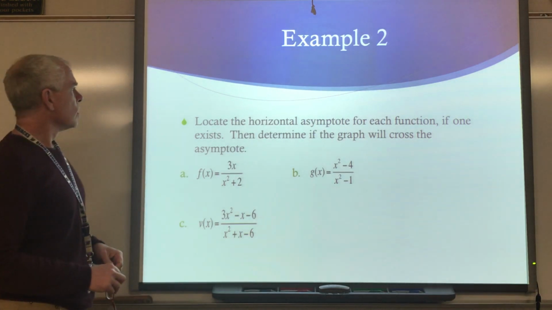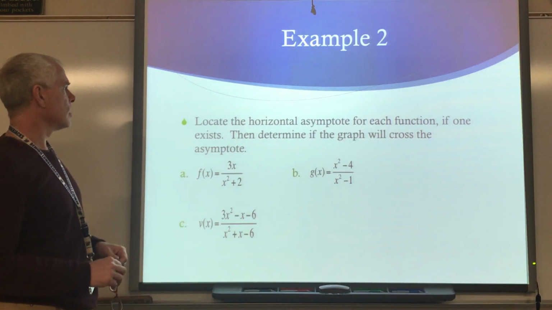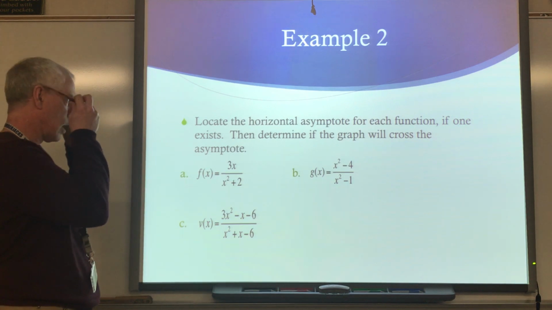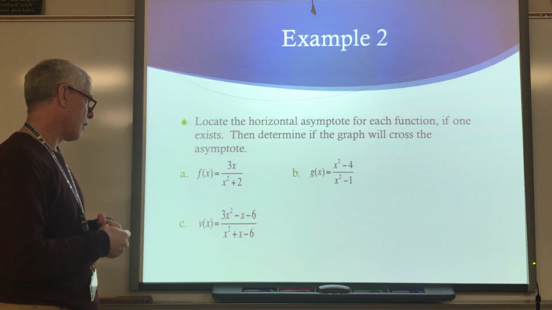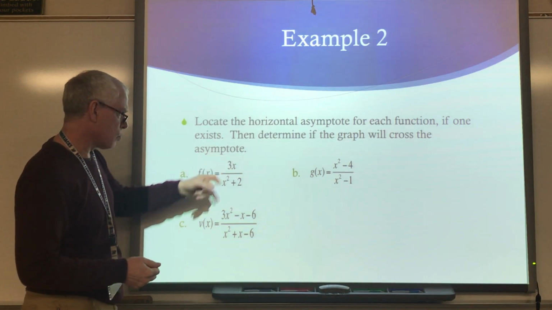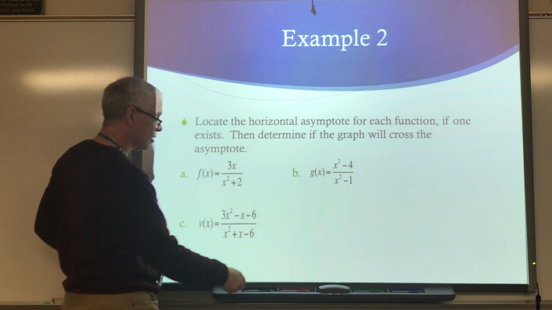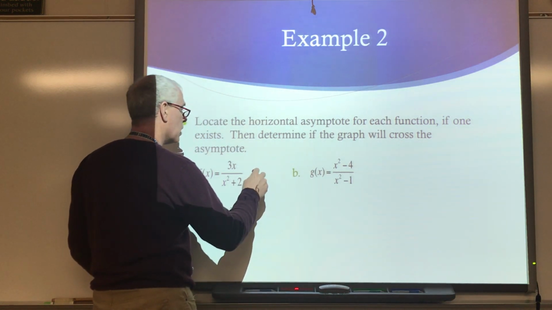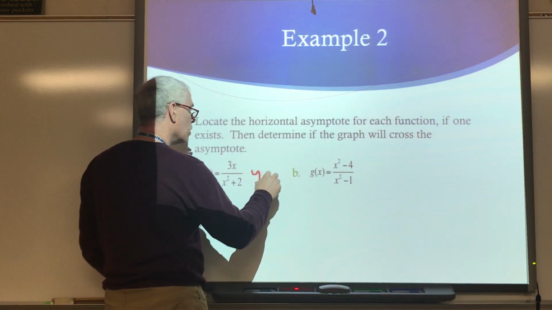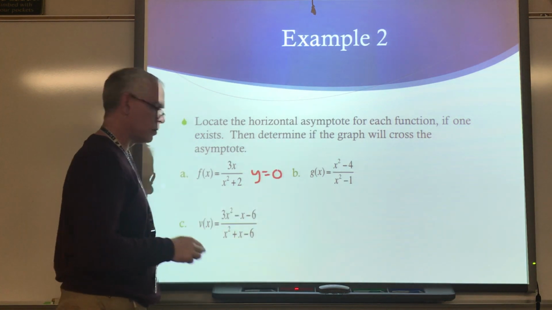So, locate the horizontal asymptote for each function if one exists, then determine if the graph will cross the asymptote. We're going to graph it on the calculator to help us determine this. So, here the degree on top is 1, x to the 1st. The degree on the bottom is 2. And since the degree on top is less than the degree on the bottom, your horizontal asymptote is y equals 0.